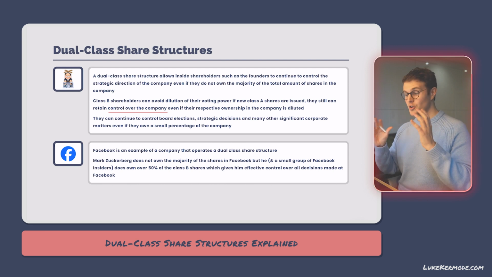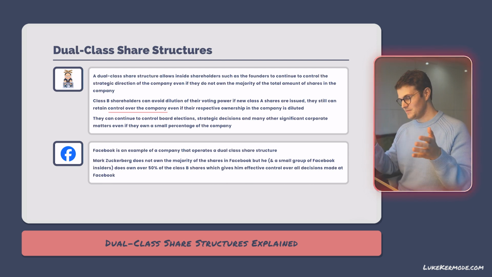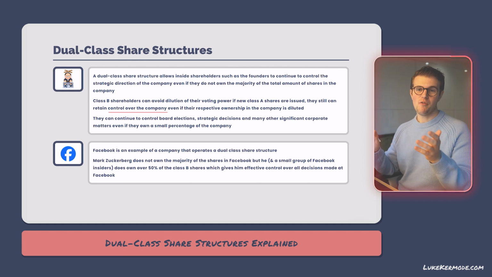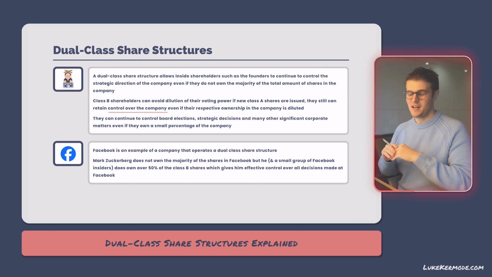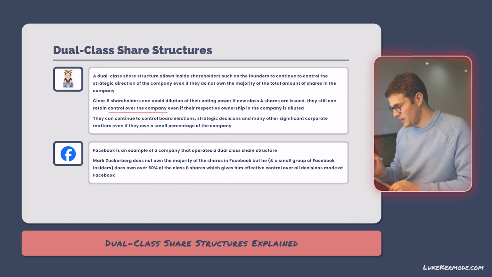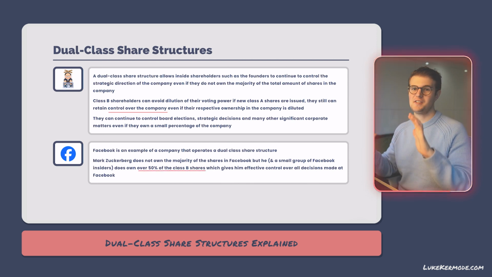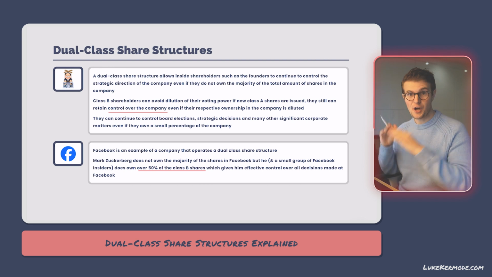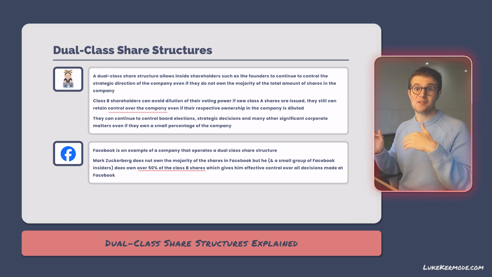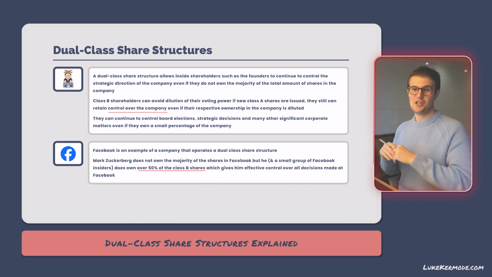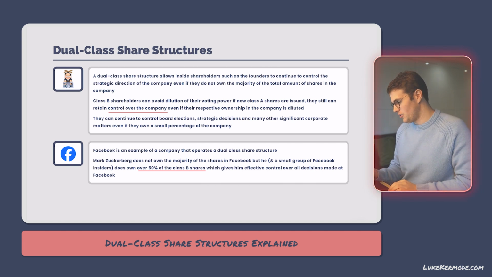So Mark Zuckerberg does not own the majority of the outstanding stock in Facebook, but he and a group of company insiders do own over 50% of the Class B shares. So this is the key metric that you need to be looking out for in an exam when you're trying to find a distinction between ownership and control. If a shareholder or a group of shareholders owns over 50% of the Class B shares, then they will have control over the company, regardless of whether they own over 50% of the total number of shares outstanding. So as a byproduct of Mark Zuckerberg owning over 50% of the Class B shares in Facebook, he has effective control over all decisions made by the company.